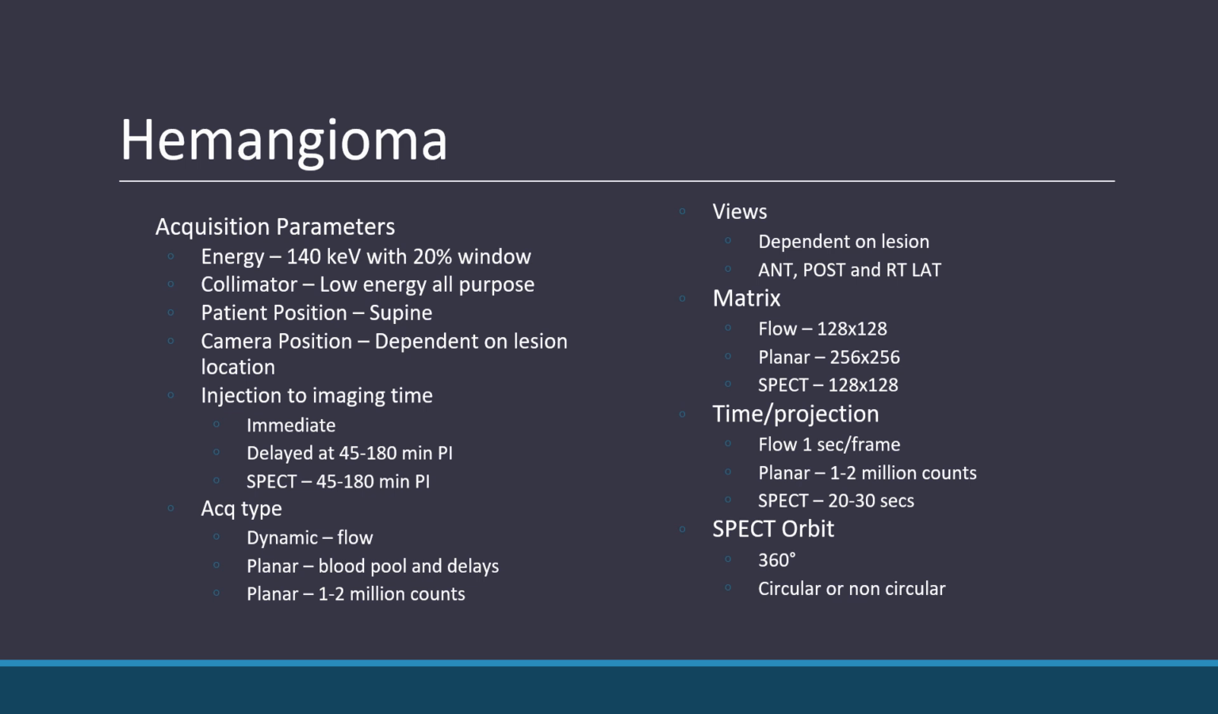You want to go all the way around the patient in circular or non-circular orbit. Circular orbit or contoured is going to be best because you're looking at the abdomen and it's more likely to be elliptical shaped than circular.